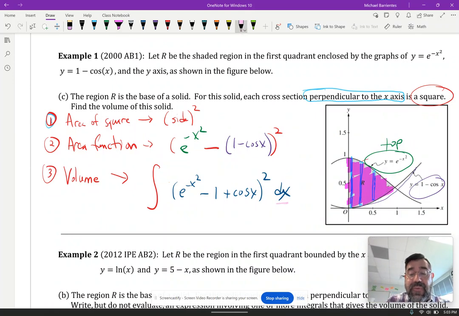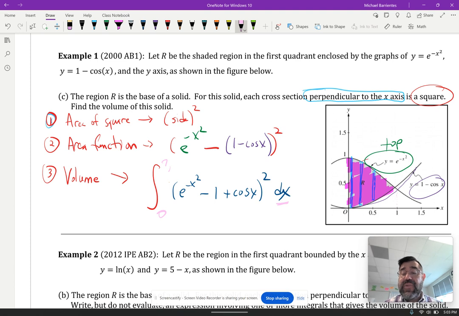Since I'm looking for dx, everything's perpendicular to the x, I need x values. So it starts at 0 and it ends at, oh, does it end at 1? Question mark? I've got to be very careful there. And so I'm going to go to my calculator.